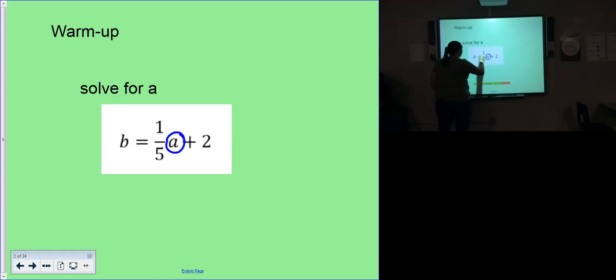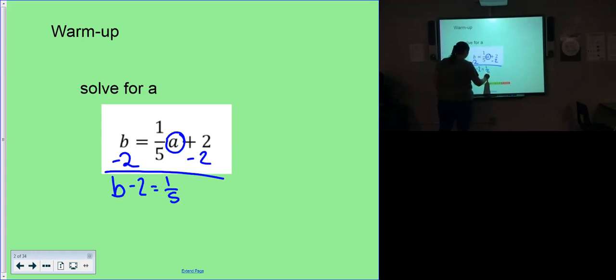I'm solving for A here. In order to solve for A, I need to move everything to the other side, so the left-hand side. I'm going to do that by subtracting 2 first. That leaves me with B minus 2 equals 1/5 A. Now I'm going to get rid of this fraction by multiplying by its reciprocal.